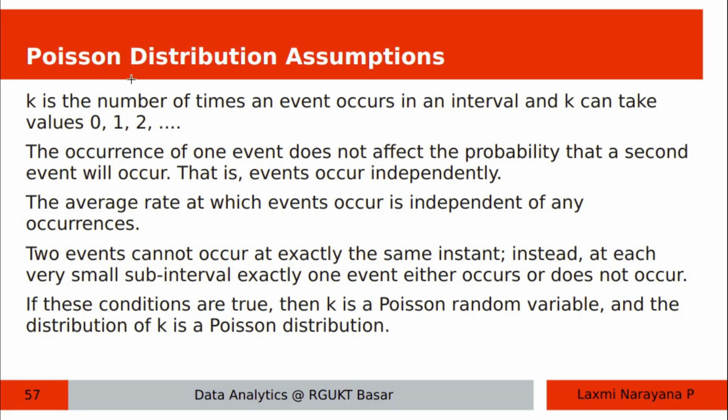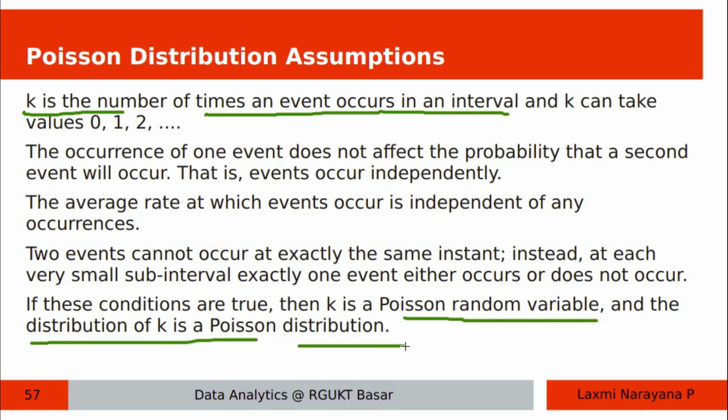These are the assumptions of the Poisson distribution. K is the number of times an event occurs in an interval. K can take values 0, 1, 2 and so on. Events are independent, so one should not affect the probability of another event. The average rate at which events occur is independent of any occurrences. Two events cannot occur at exactly the same time. If these conditions are true, then k is a Poisson random variable and the distribution of k is the Poisson distribution.